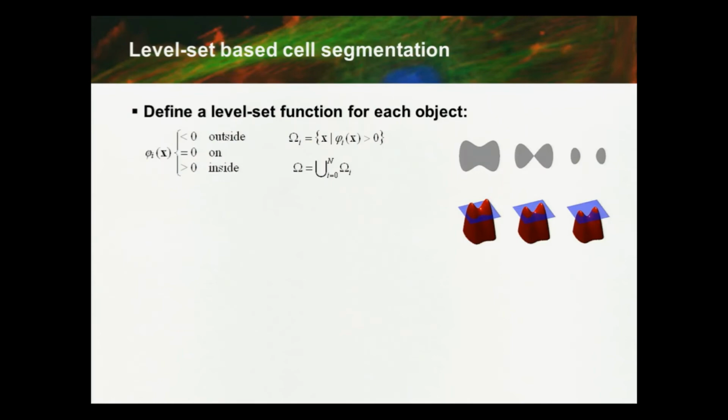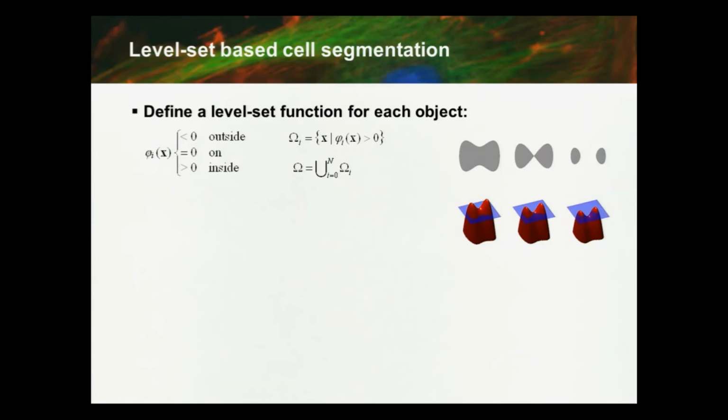It's phi, so you have such a function for each object that you want to segment. And you could say, okay, outside it has a value that is negative. When I'm exactly on the contour, it's supposed to be zero. And when it's inside, it's supposed to be positive. So that's what you see here.